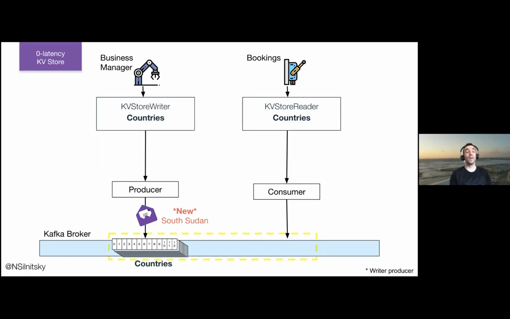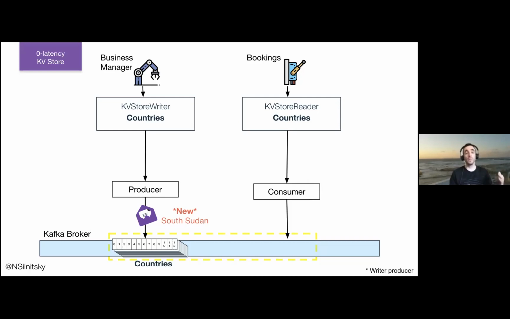So for that, we have the key value store writer data structure, where the business manager is updated that a new country has now Wix operating in it, for instance, South Sudan. So we have a simple producer here, just produces a new key value for South Sudan to the country's topic. That's all, nothing special here. But then we can have the business manager service itself or other services have a key value store reader for country's topic themselves. And it has a built-in consumer in order to get updates online.